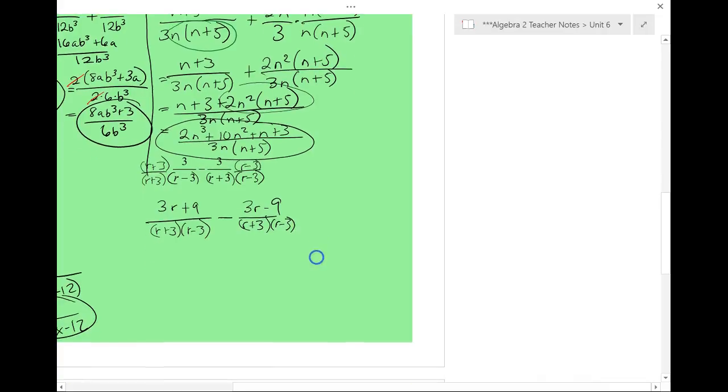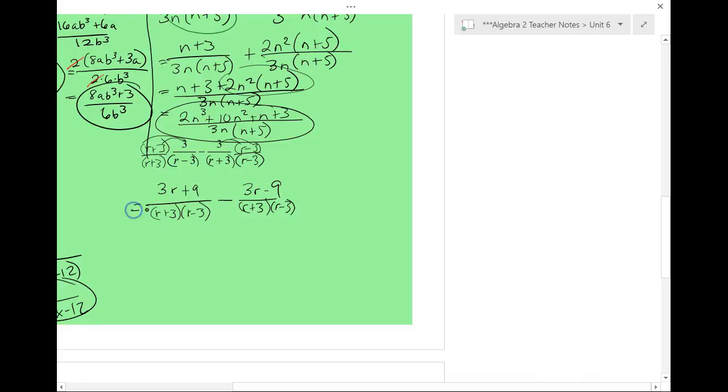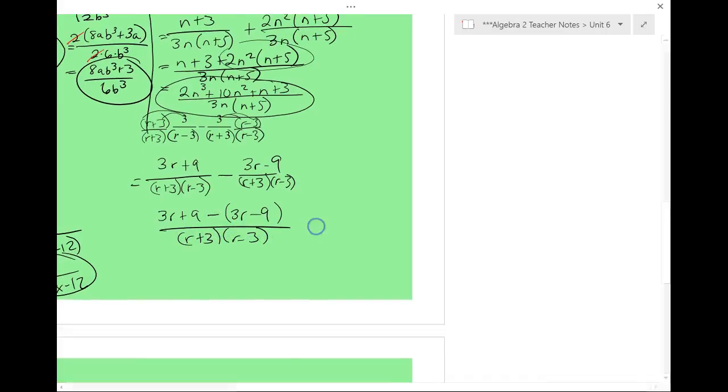Now you might be wondering, where did I get that, the 3r plus 9 and 3r minus 9 in the top? Well, I just went ahead and jumped a step and distributed the 3 here and distributed the 3 here. Okay, so now when I combine the numerators, I'll have 3r plus 9 minus, now if I have a minus between the two rationals, I need to write a parenthesis because I'm going to have to distribute that negative all over that same denominator, r plus 3 and r minus 3. And now, distribute the negative.